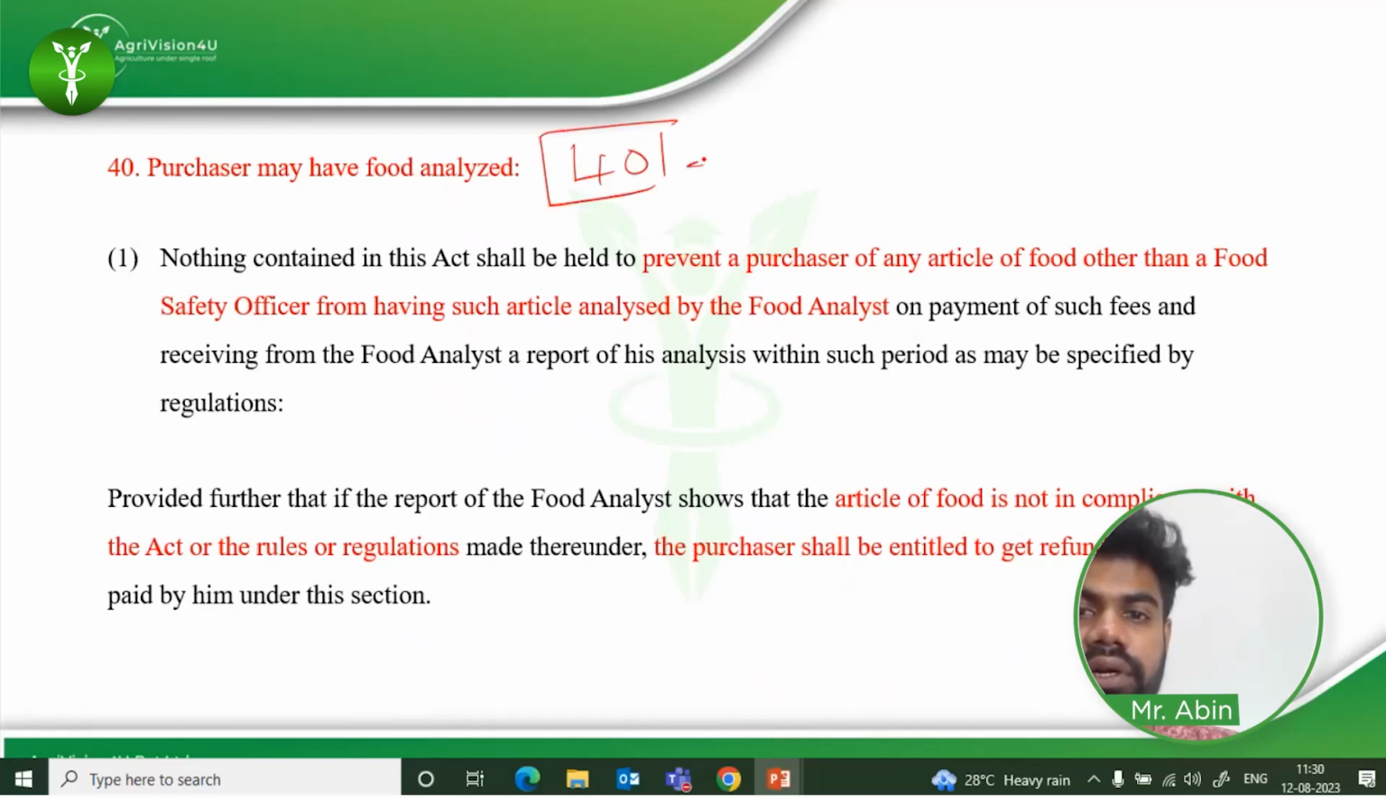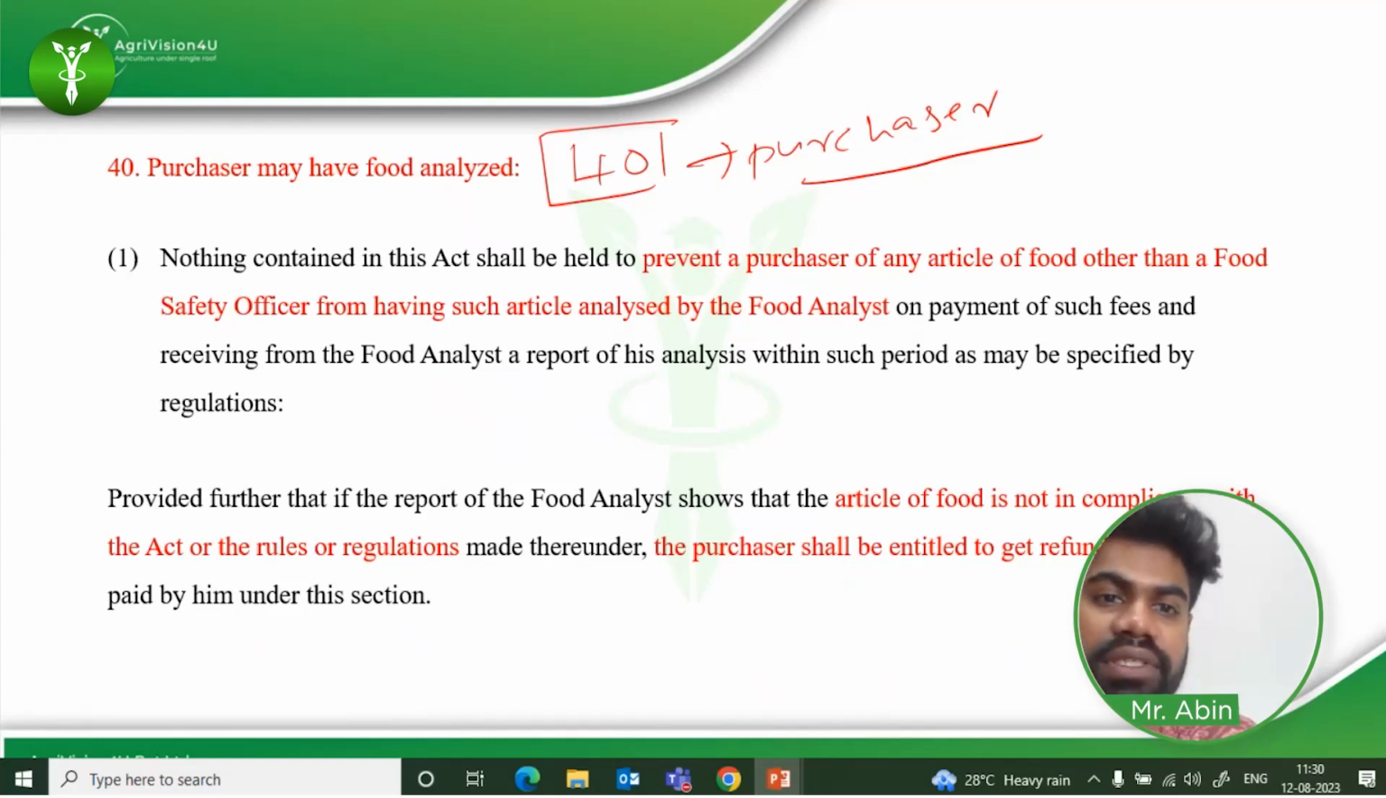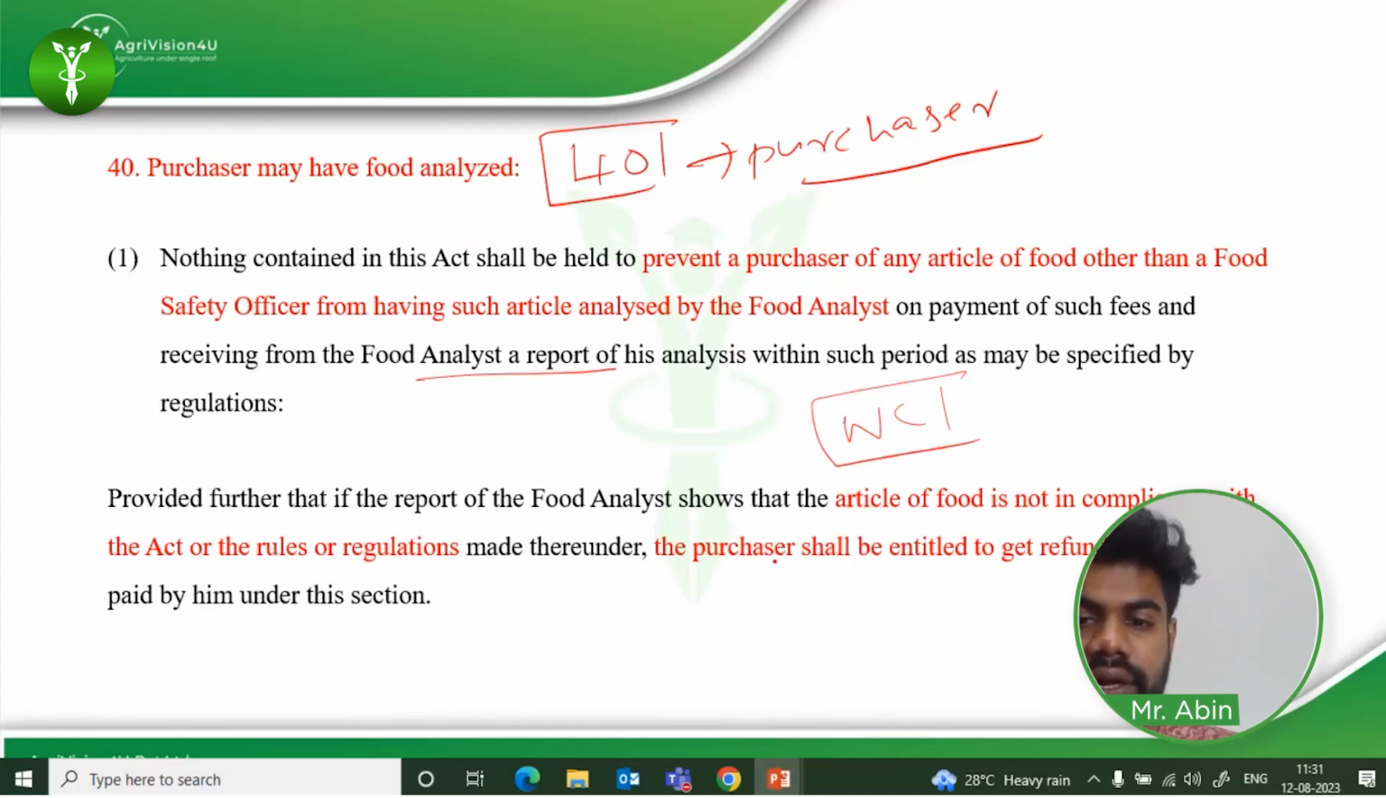Under section 40, it is the right of the purchaser. We have so far seen the duties of officers only. This is about the purchaser. If a purchaser is taking food and feels there is some contamination, some toxicity, or some off taste, or anything not in accordance with the standards or consumer sensory expectations, then the purchaser has a right to get the food analyzed. This is given under section 40. He can send the sample to the food analyst and will pay the fee. If some non-compliance is found, then the purchaser will get a refund. If the article of food is not compliant with the act, rules or regulations, he will get a refund of the fees which he has paid under this section.